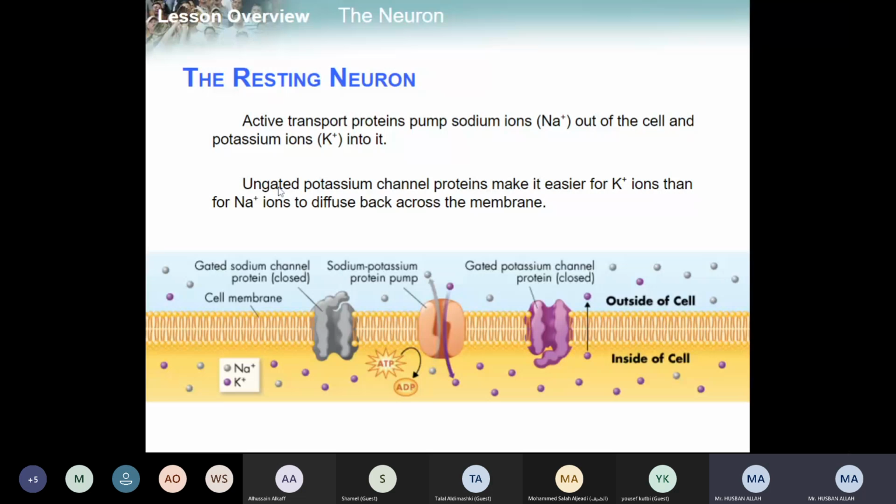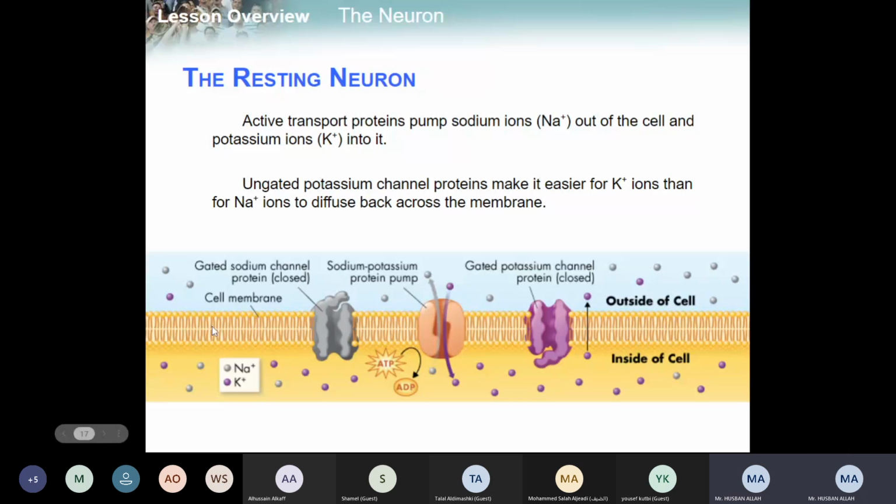There are ungated potassium channels, which make it easier for potassium ions than for sodium ions to diffuse back across the membrane. So sodium cannot diffuse back easily across the cell membrane, right? You can see here, this is the cell membrane.